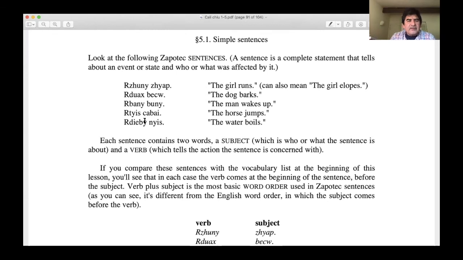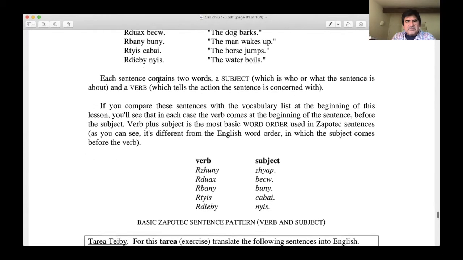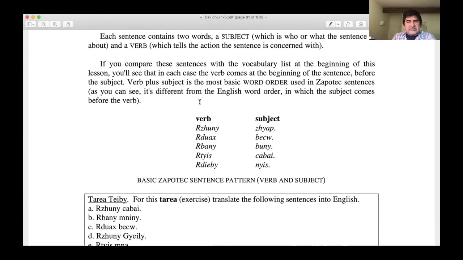Rtieskavai. Next is rdievnis. So as you guys can see right here, the first word is the verb, right? Which tells the action. As we know, a verb is something that tells an action. So who does it? That's the subject. So it comes after the verb. So this is the word order in a Zapotec sentence. You have the verb, and then you have the subject. So I hope that makes sense.